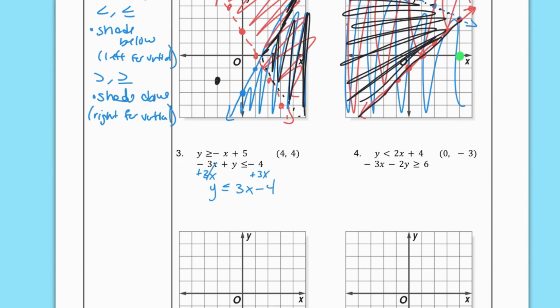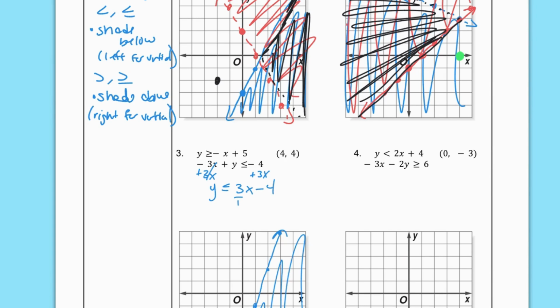So the y-intercept is negative 4. The slope is 3, or 3 over 1, so go up 3 over 1. And keep repeating, up 3 over 1. This is an or equal to, so I need a solid line. And we're shading less than, so less than is below.